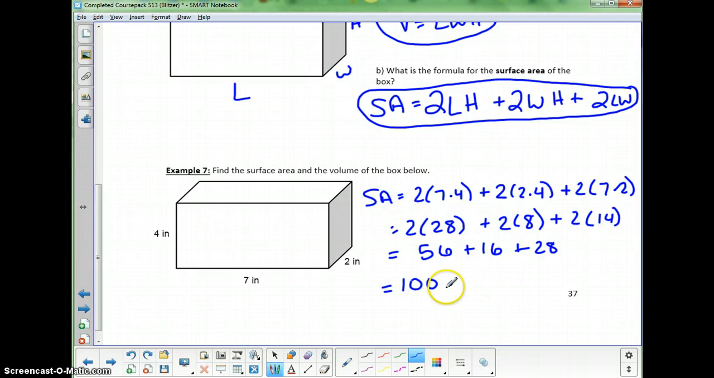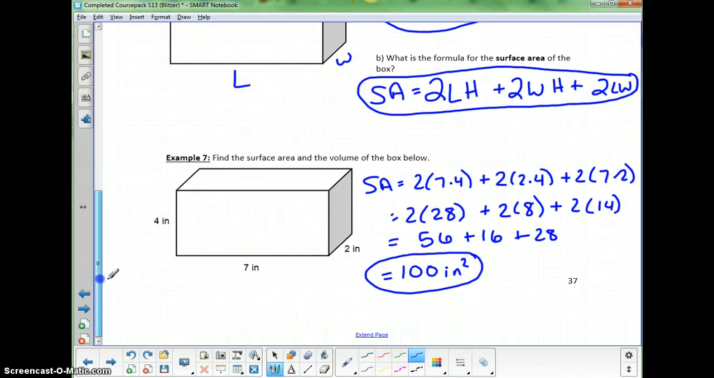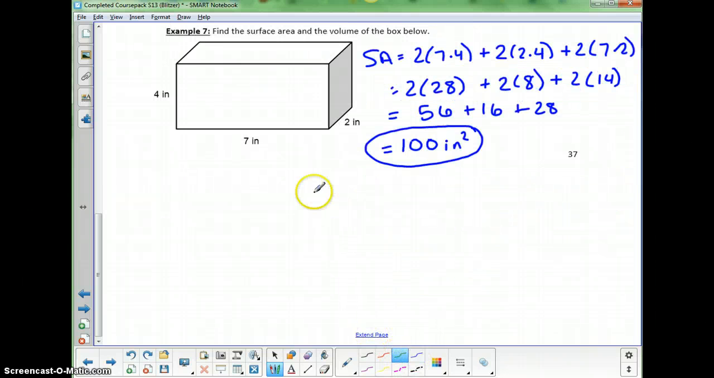So my surface area is 100 inches squared. This surface area is a measurement of area, so the units will be square inches. Next, we need the volume.